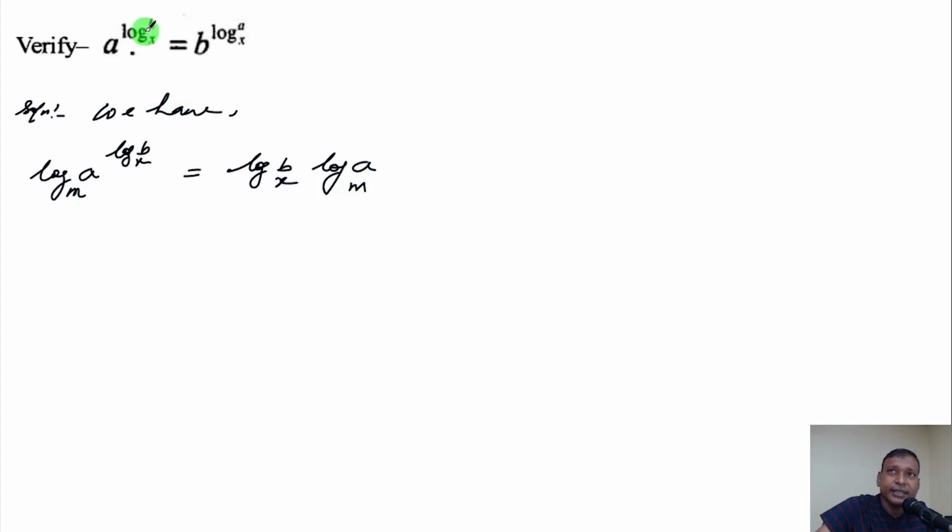You can see, the left hand side is a power log b to the base x. This is the power of log b to the base x is power of a. You can see I have taken log to the base m of this. Here it's interesting. Now here I have a to the base m, but in the right hand side the base of log is x. So what to do? We will change this base. How to change base?